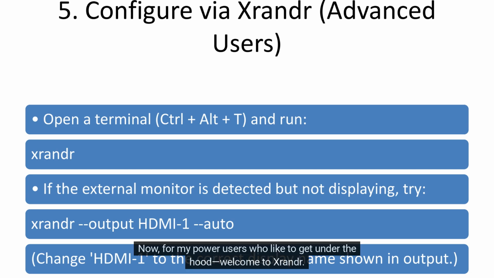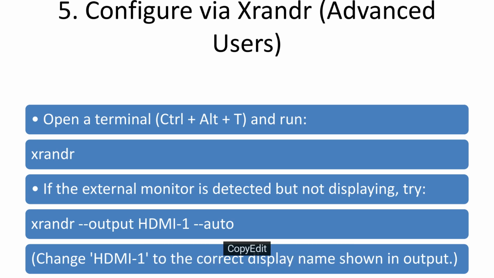Now, for my power users who like to get under the hood, welcome to Xrandr. If your external monitor isn't playing nice, pop open a terminal with Ctrl+Alt+T and type xrandr. This lists all detected screens. If your monitor is there but still not displaying, run xrandr --output HDMI-1 --auto, and replace HDMI-1 with the correct display name. Boom! Your display should now be up and running.